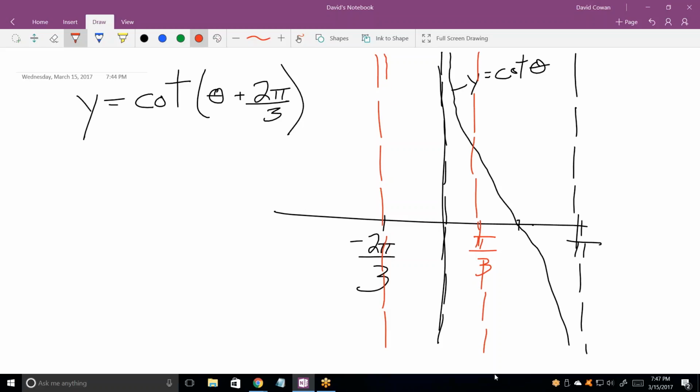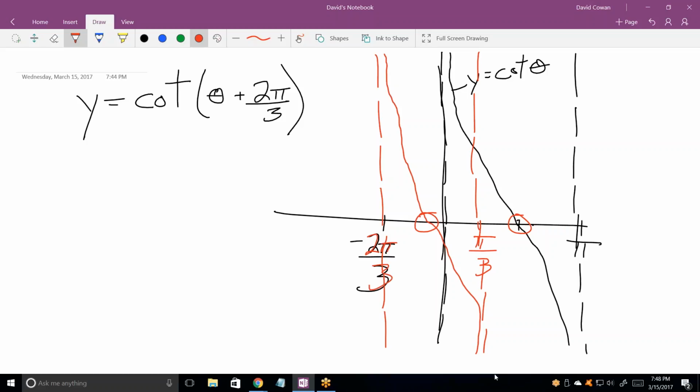Now I just draw the cotangent curve like I would normally draw it. It goes through the midpoint, down like that. And it doesn't go through the origin because those red lines are not equal distances from the origin. In the original curve, that point right there is pi over 2, halfway between my two asymptotes. Well, this is halfway between my two asymptotes also. It's just that my two asymptotes are now at minus 2 pi over 3 and pi over 3.